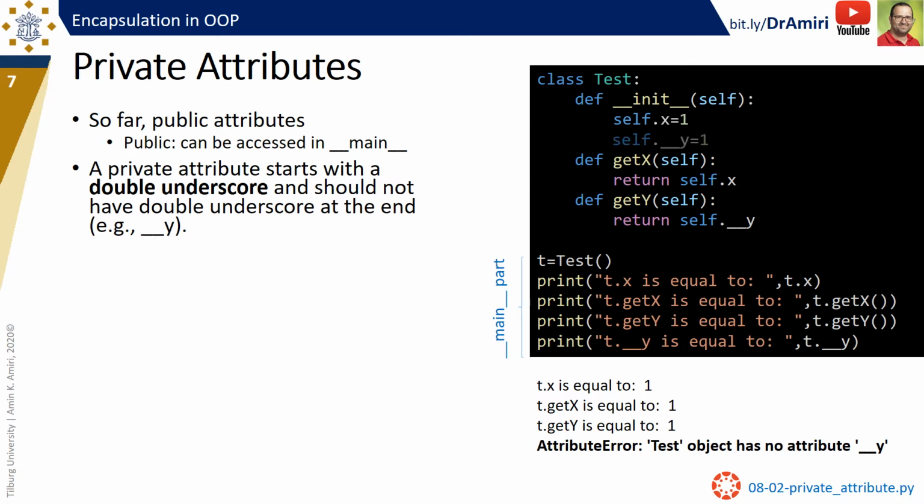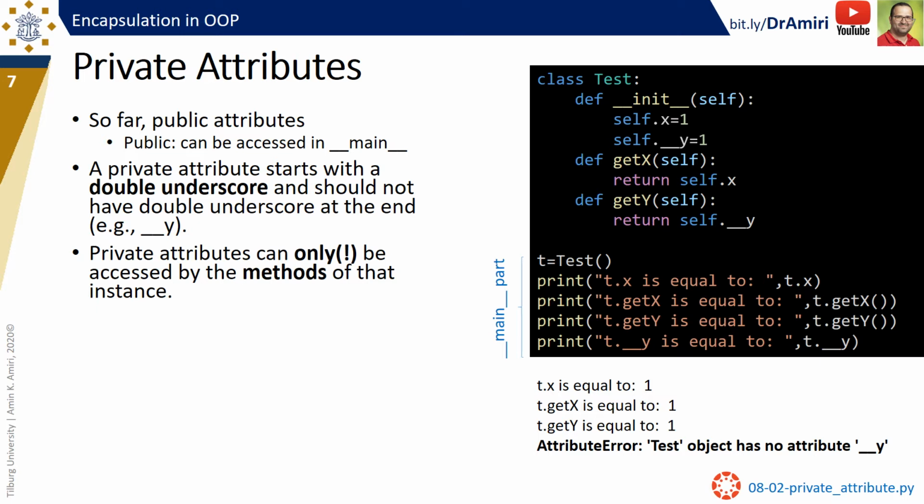So this self dot two underscores y is a private attribute. I'm going to call it private y from now on. And this private y cannot be accessed in the main section of the code. Only the methods inside that class can have access to it. In fact, only the methods of that instance of the class can have access to private y.